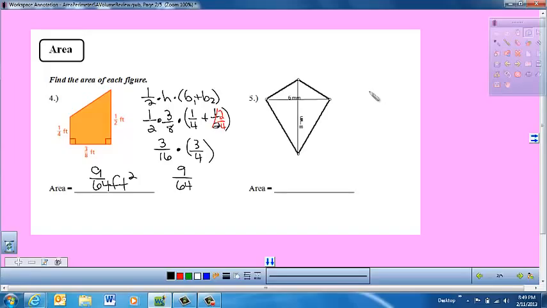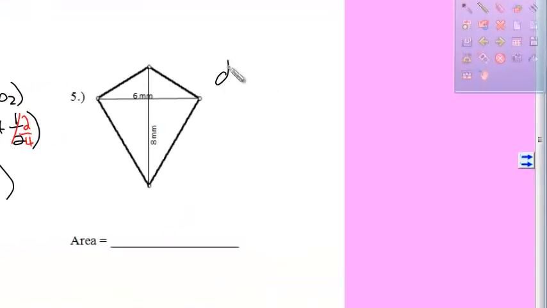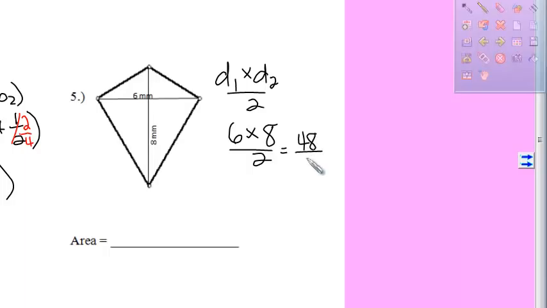The formula for area of a kite is to take diagonal 1 times diagonal 2 and then divide that by 2. The diagonals are in the interior of the kite, the inside. It goes from one vertex to the other. So here's one diagonal and here's the other. I don't care which one you pick as diagonal 1. I've got 6 times 8, and then I'm going to divide that by 2. That equals 48 divided by 2, which would be 24. And this would be in millimeters squared.